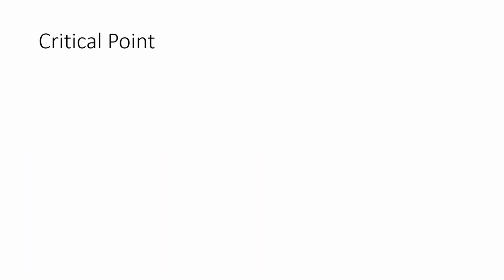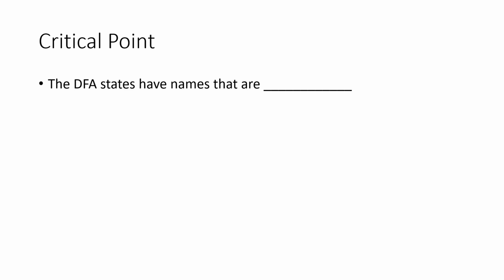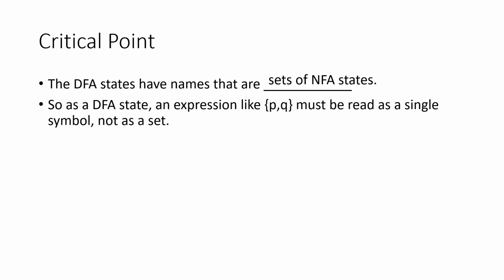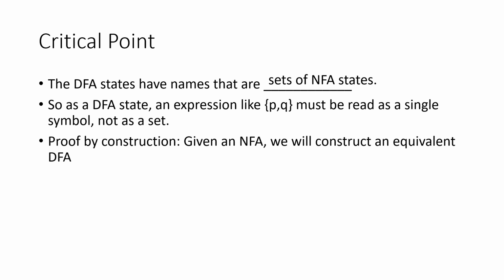Okay. So the critical point here is that the DFA states that you created have names that are sets of NFA states. And as a DFA state, an expression like curly brace P, comma, Q, close curly brace must be read as a single symbol, not as a set. And we showed that it was going to be a proof by construction. Given an NFA, we will construct an equivalent DFA. Of course, I have not actually proved it in general, but I did show you an example of why it works.